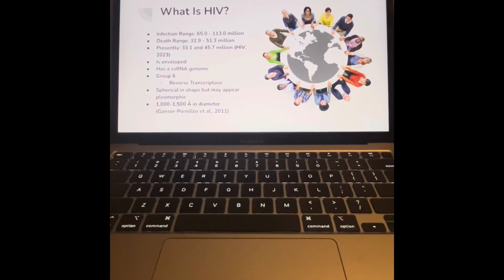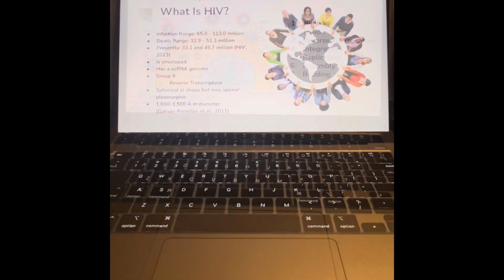HIV is enveloped and has a single-stranded RNA genome. As it codes for reverse transcriptase, it belongs to Group 6 of the Baltimore classification system. It is spherical in shape and may be pleomorphic, which means that their shape can vary slightly. And they are about 1,000 to 1,500 angstroms in diameter.